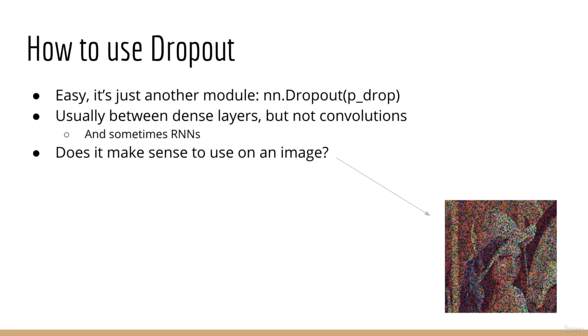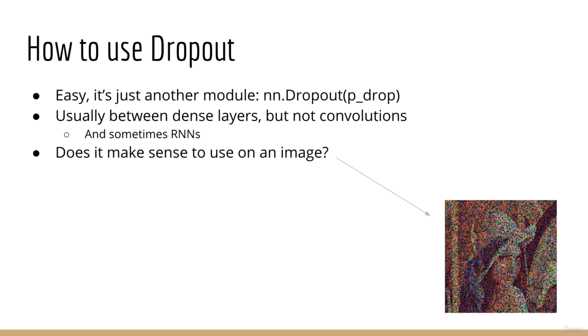In PyTorch, using dropout is as simple as including a dropout layer and specifying the probability of dropping a node during training. Usually, dropout is used between dense layers, but not with convolutions. Sometimes you'll see them used in RNNs as well, which you'll learn about in another section. One interesting discussion I've seen pop up here and there is whether or not you should use dropout regularization in the convolutional layers. While the PyTorch API lets you do this, it might not necessarily be a good idea.